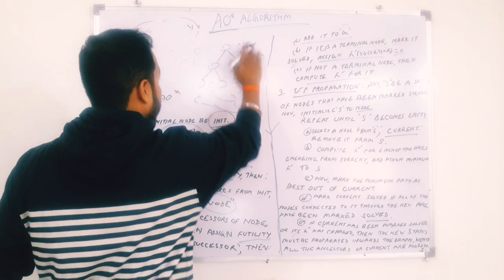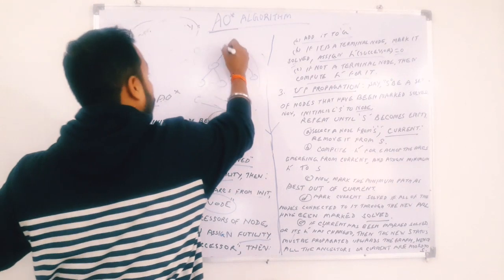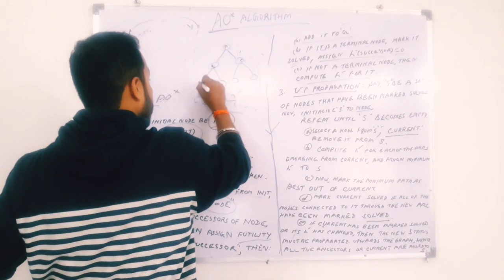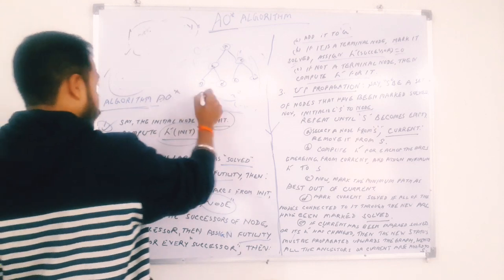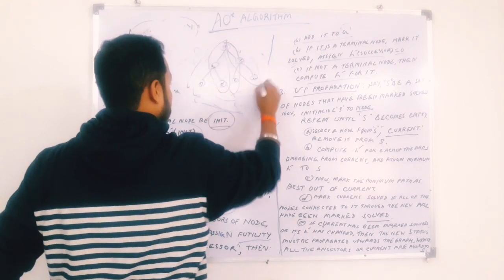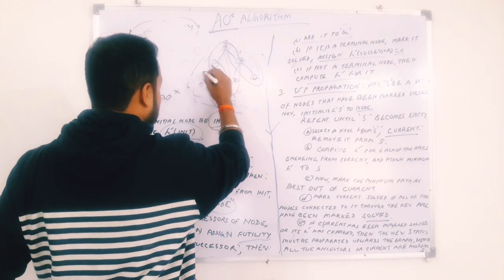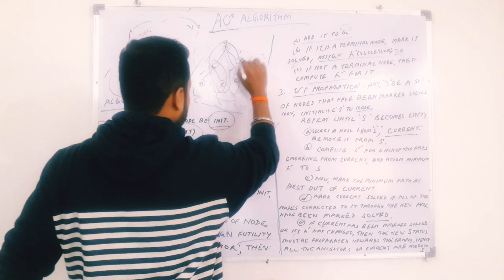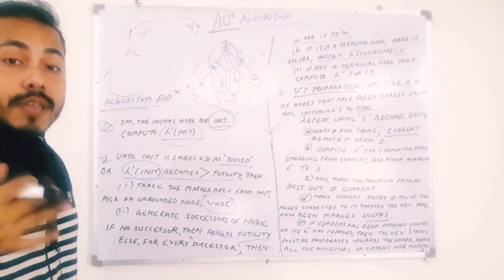Just let me draw this graph again. So A, B, C, D, E, F, Z, like that. Okay, so these things are now generated. Now next process is what? We'll move forward to consider that, yeah, this one is the best path or this one is the best path. These things we need to consider. That's what the AO star algorithm is aiming for.